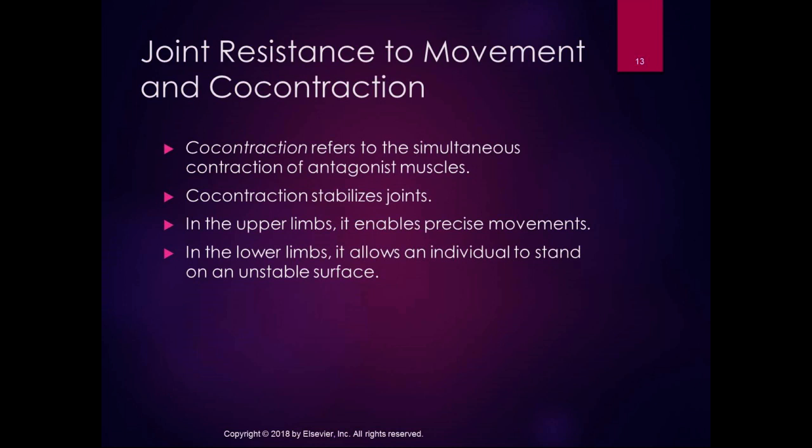So both elastic and contractile forces of muscles that act on a joint determine the joint's resistance to movement. So the joint's resistance to movement can be increased by co-contraction. And we talked a little bit about co-contraction in kinesiology, and it's the simultaneous contraction of antagonist muscles.